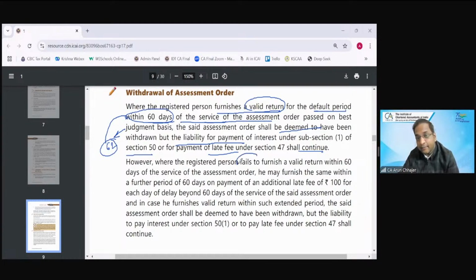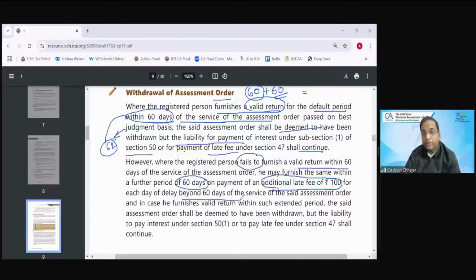However, where the registered person failed to furnish the valid return within 60 days, then additional 60 days has been given. मतलब अगर आप विड्रॉल ऑफ असेसमेंट ऑर्डर की बात करेंगे, मैं कहूंगा 60 + 60. It means 60 days he can file the pending return, late fees and interest he has to pay. He can use the additional 60 days also, wherein he is required to pay the additional late fees of ₹100 per day beyond 60 days.